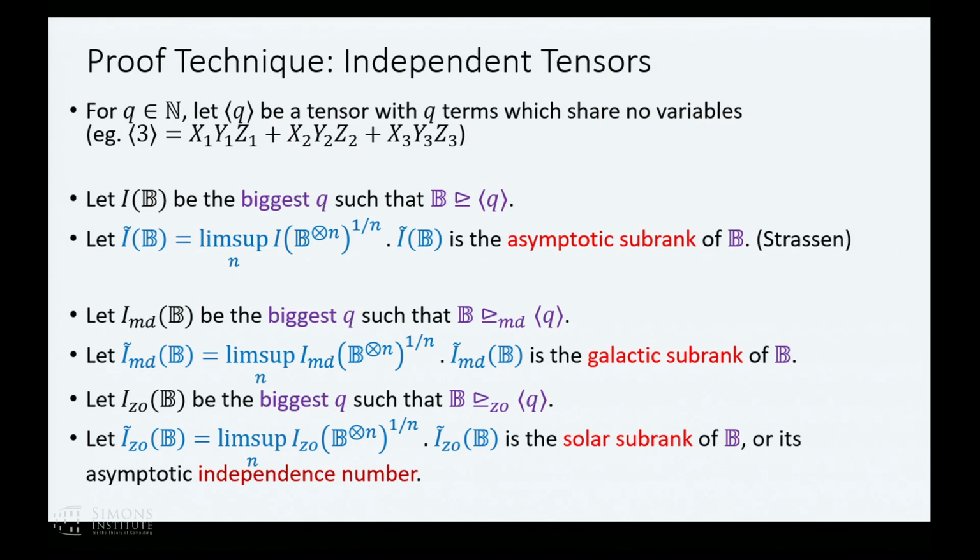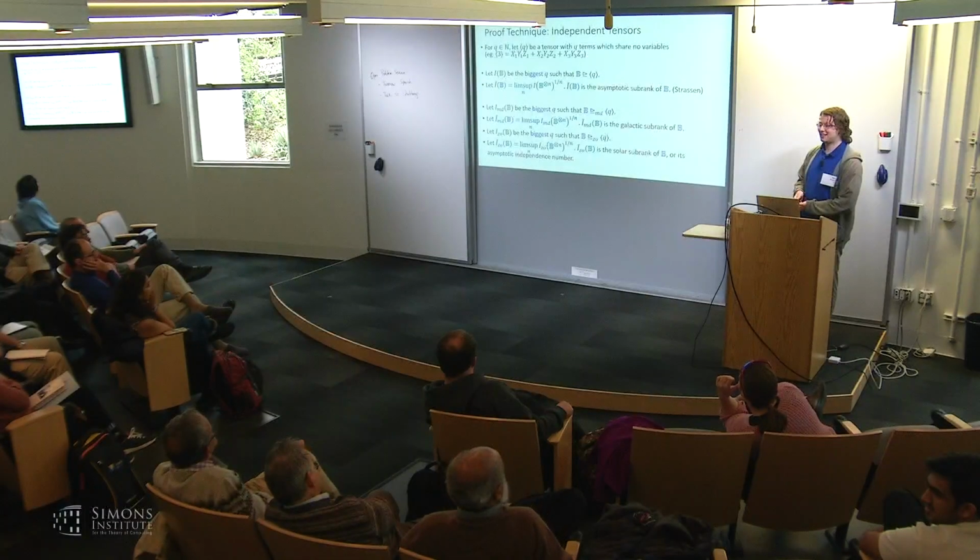In our paper, we actually call this the independence number of the tensor. But I think solar subrank, or asymptotic solar subrank, might be a better name for it. You could have called this monomial degeneration subrank and zeroing out subrank, which would capture what you're doing. Yeah, I think galactic subrank sounds cooler.